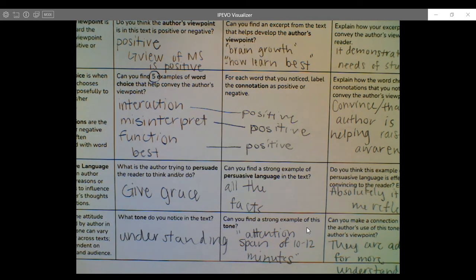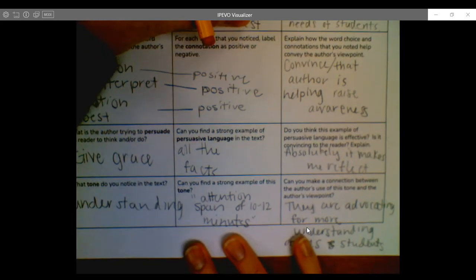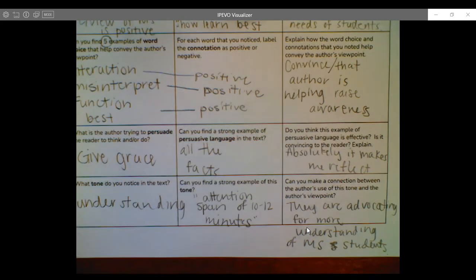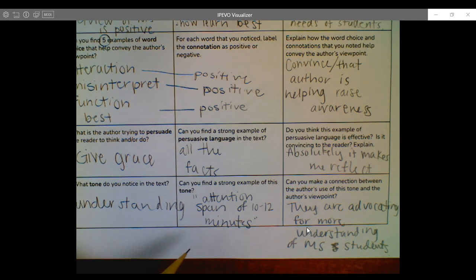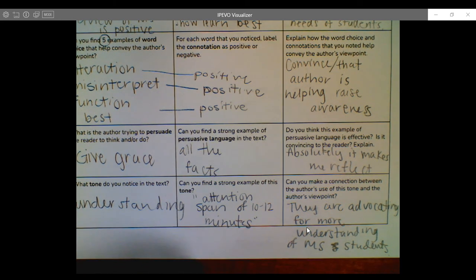All right, and the last section is tone, and I would say that the author's tone is understanding. And I think that there are a few good examples of this tone, and that's the attention span of 10 to 12 minutes and the 5 to 7 bits of information. And it connects to the author's viewpoint because they're advocating for more understanding of middle school students. They're advocating for people to better understand these often misunderstood students.